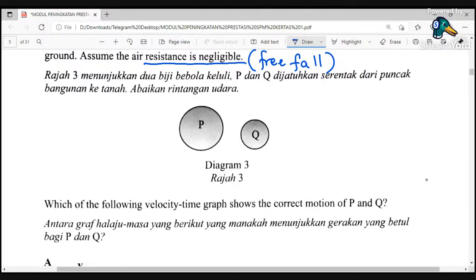Okay, both will experience the same acceleration due to gravity, 9.81 meter second negative 2. Whatever the mass is, because g does not depend on mass. Walaupun saiz besar ataupun mass besar untuk P, acceleration dia masih sama.